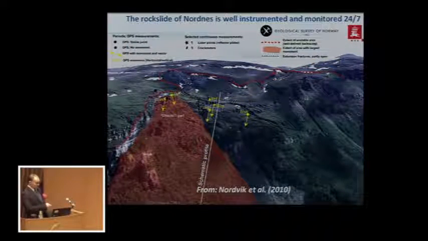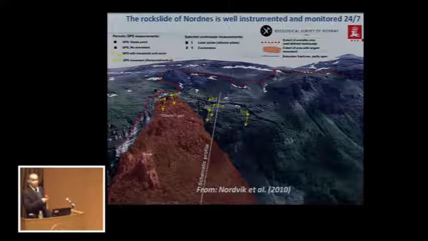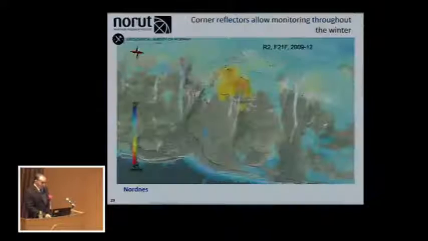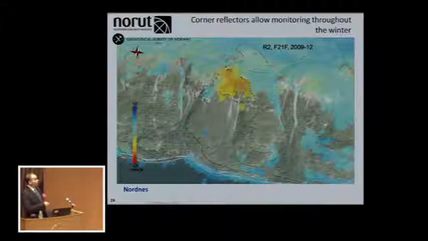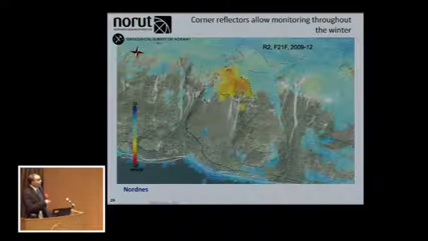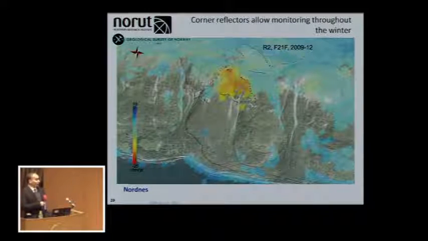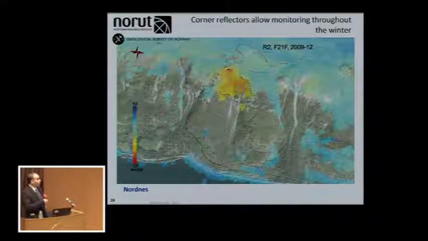And then this is one of the instabilities, the Nordnes instability, and you see that it's well monitored, it's moving down. And what we can see, if you look carefully, is a nice image of the movement deduced by these InSAR techniques. You have the movement also here. This is millimeters per year.